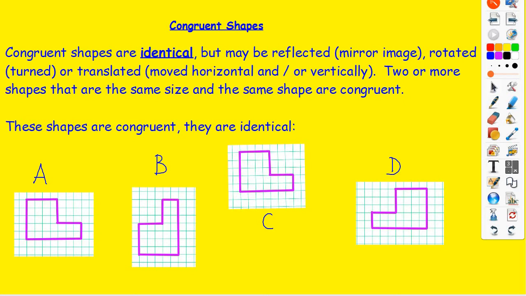Finally, shape D, that's a mirror image or a reflection of shape A. So again, A, B, C and D, these are all congruent shapes. They are all identical shapes, the same size, they've just been turned or moved or reflected across the board.